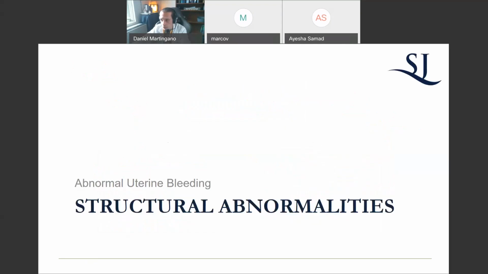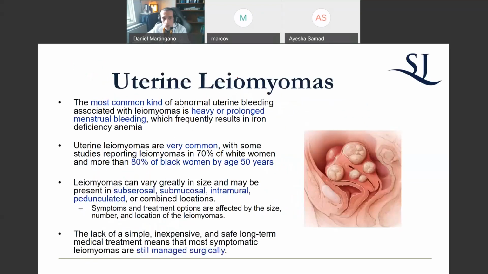So let's discuss first structural abnormalities. The most common structural abnormality that you'll encounter are uterine leiomyomas. They're also called fibroids because of the fibrous appearance of these tumors themselves, of how they were originally described. So it's important to know that this is the most common kind of abnormal uterine bleeding, and it can be heavy or prolonged menstrual bleeding. And this can result in anemia.